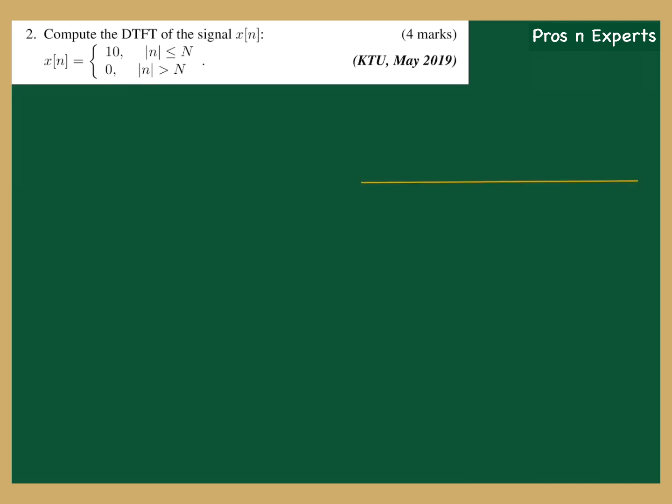Let me roughly plot the signal. So x of n is equal to 10 for mod n less than or equal to N. Whatever N is, there will be minus N and plus N. So x of n has amplitude 10 for mod n less than or equal to capital N. So this will be something like that. This is n equal to 0, 1, 2, etc., goes to N. This is minus 1, minus 2, etc., goes to minus N. And all these samples are of amplitude 10. And all other samples are 0.